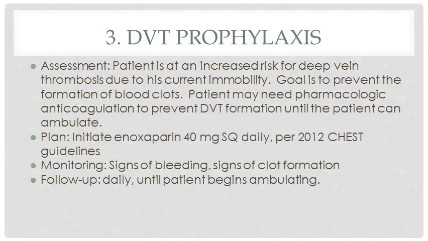The plan is to initiate Lovenox or enoxaparin 40 milligrams subcutaneous daily per the 2012 CHEST guidelines. We're going to monitor for signs of bleeding as well as signs of clot formation. Follow-up will be daily until the patient begins ambulating with physical therapy.